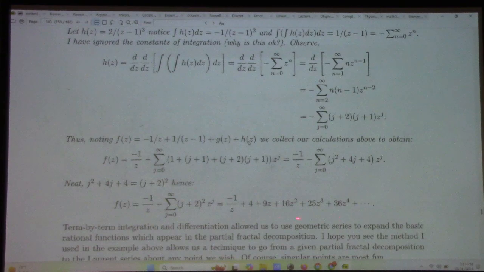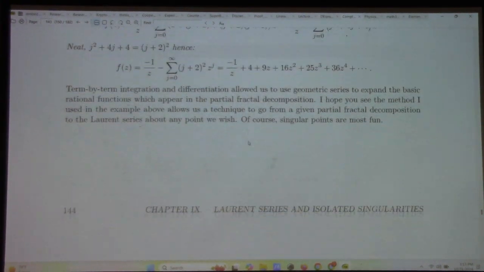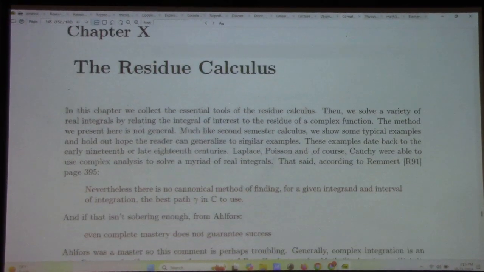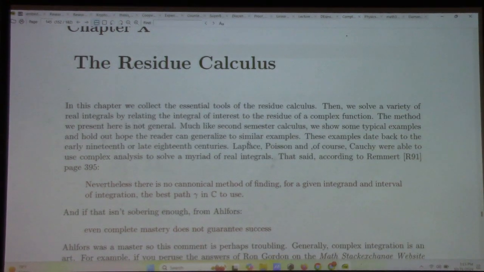All right? Now, do you actually need to find the full Laurent series for a function? Well, that brings us to chapter 10, the residue calculus. And basically the answer given here is, no, we don't really care about the full Laurent series when we're interested in certain questions, right? So let's look at this.